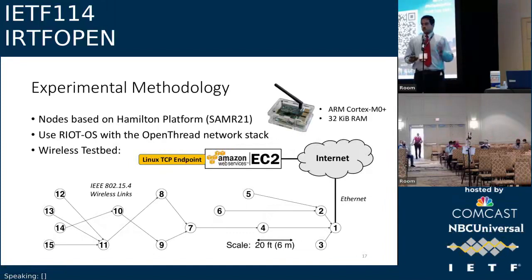Our software stack is using OpenThread with RIOT OS, and we used a wireless testbed to collect our data, where each of those numbers is one of our Hamilton nodes. The lines connecting them show an example of a topology. In reality, OpenThread is going to generate this dynamically. This is just a snapshot of what it might look like. And we ran TCP where one TCP endpoint is in the wireless mesh on one of the Hamilton nodes, and the other TCP endpoint is hosted on the cloud in Amazon EC2.